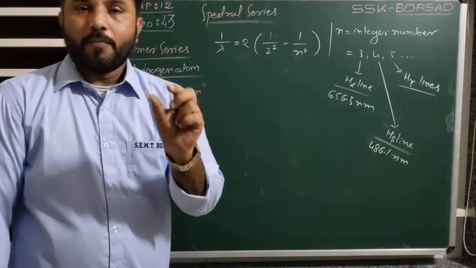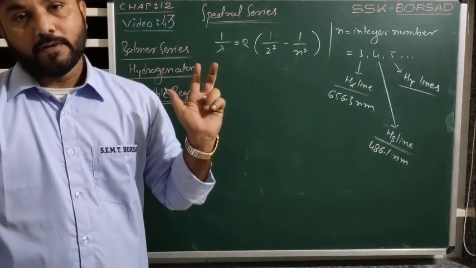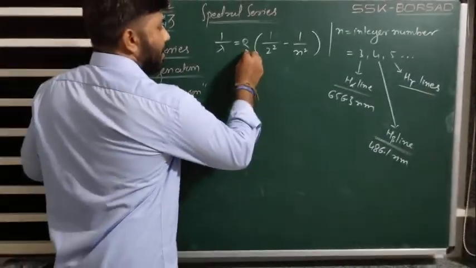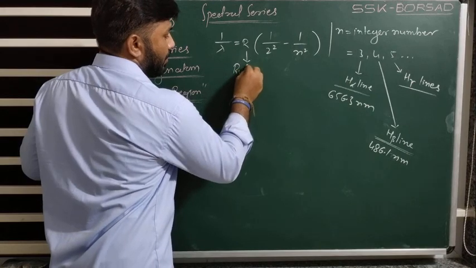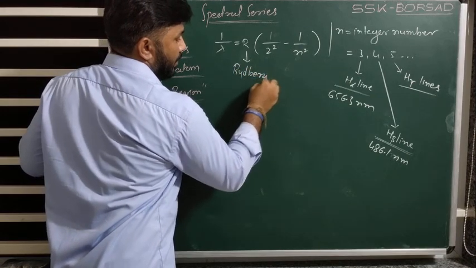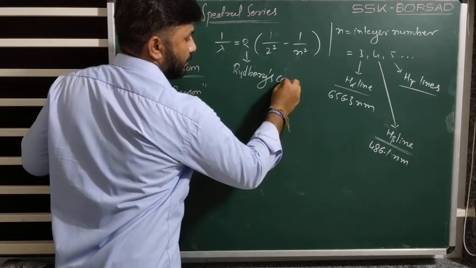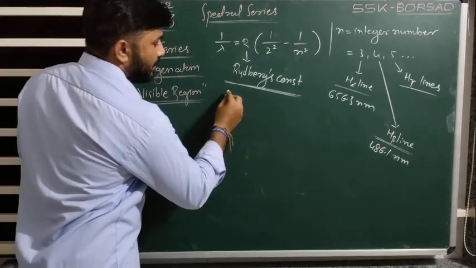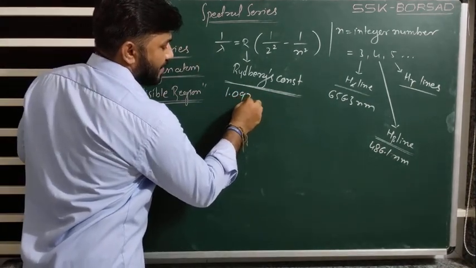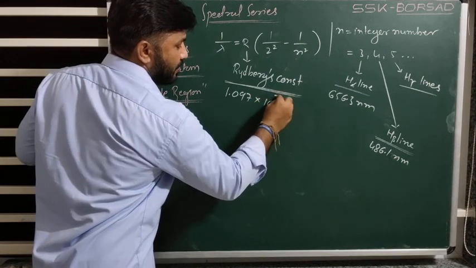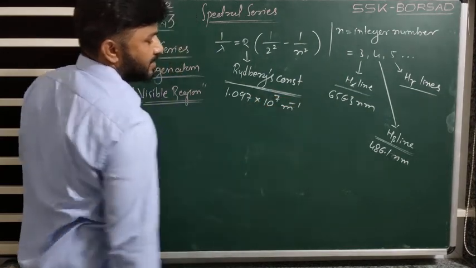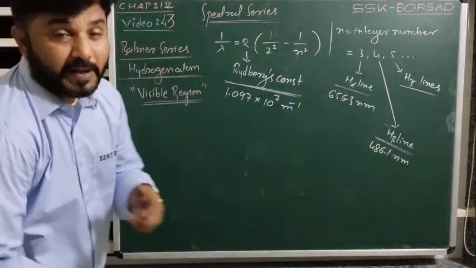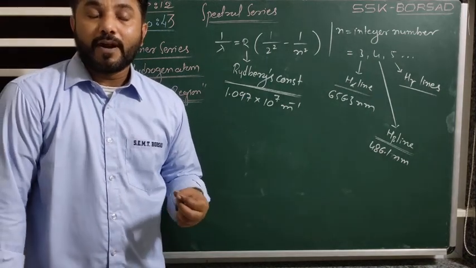It is there on page number 421. Okay, here what is R? R is nothing but Rydberg's constant, and this Rydberg constant has the value 1.097 multiplied by 10 raised to 7 meter inverse. It is a constant value. Okay, I am repeating, page number 421.